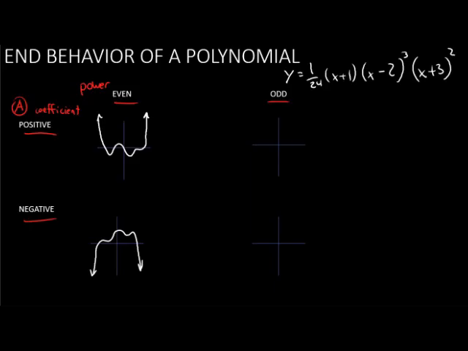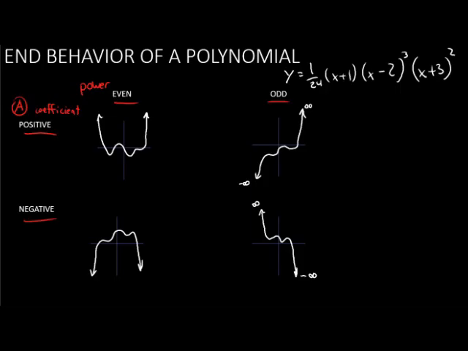However, if you have an odd power function and a positive coefficient, you'll come in from negative infinity, do your squiggling, and then go up toward positive infinity. However, with a negative coefficient, you will do the opposite. You'd come in from positive infinity, do your squiggles, and go down toward negative infinity.